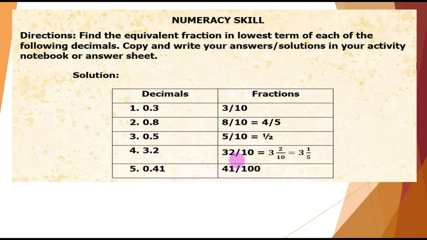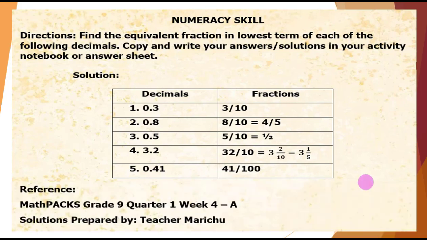3.2, we have 32/10 or 3 2/10. The simplified form is 3 1/5. And 0.41, we have 41/100. So this ends our learning activity review.